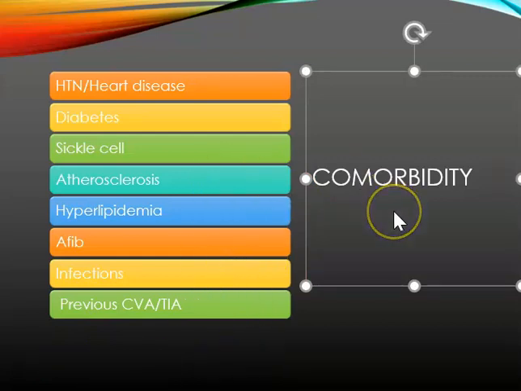Lots of comorbidities here are going to increase the chances of a client having a stroke. So hypertension, heart disease, diabetes, and in regards to diabetes, individuals with diabetes mellitus are going to fare a lot worse after having a stroke. Sickle cell disease, the RBCs have a procoagulant that's going to be promoting coagulation, and that activity promotes cell adhesion, increasing the opportunity for thrombus formation. So these patients here are going to be at an increased risk. Atherosclerosis, hyperlipidemia, AFib, infections, and of course, again, previous stroke or TIA.